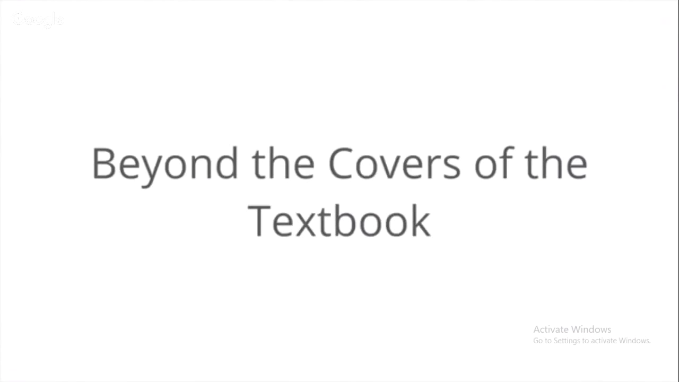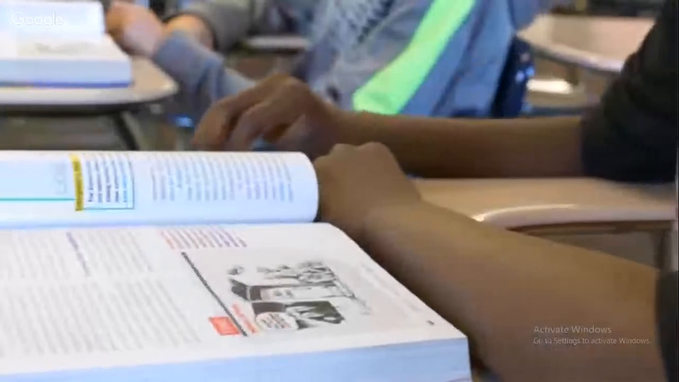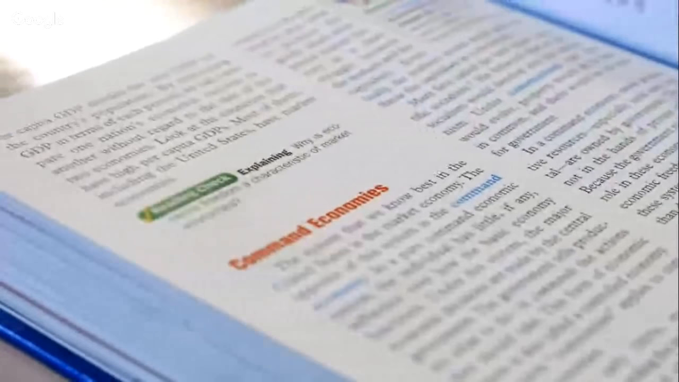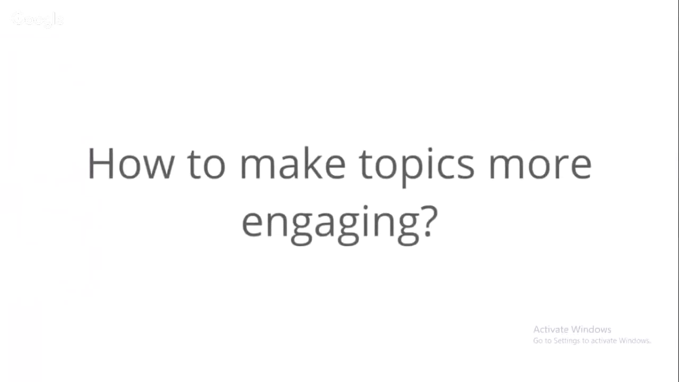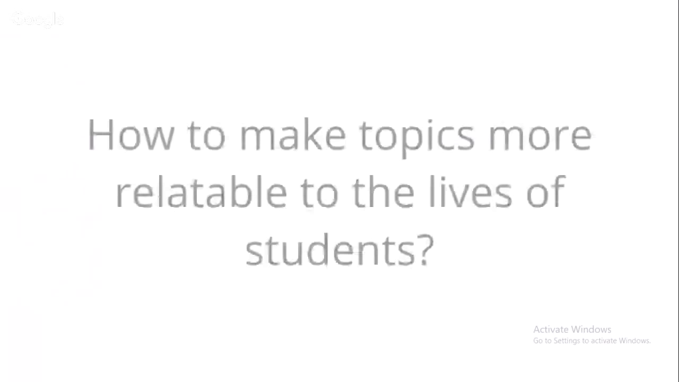A few years ago, we adopted a great textbook for my AP Gov class. The book has served us well, and we have some great lessons that use it as a resource. But now there's all this great content available online, and I'm feeling a bit limited by the book, and I wanted to change things up for my lessons. So, two questions I asked. One, how can I make the topics more engaging? And two, how can we relate government to the lives of our students?